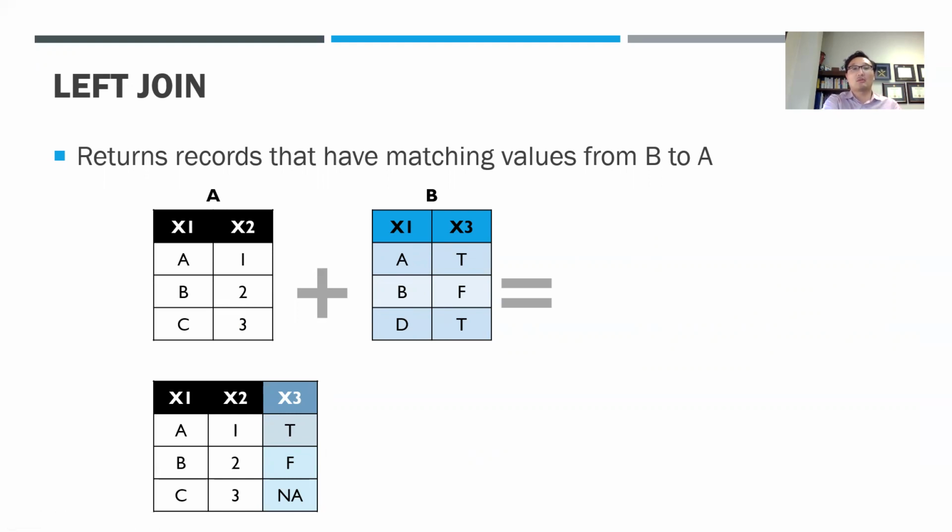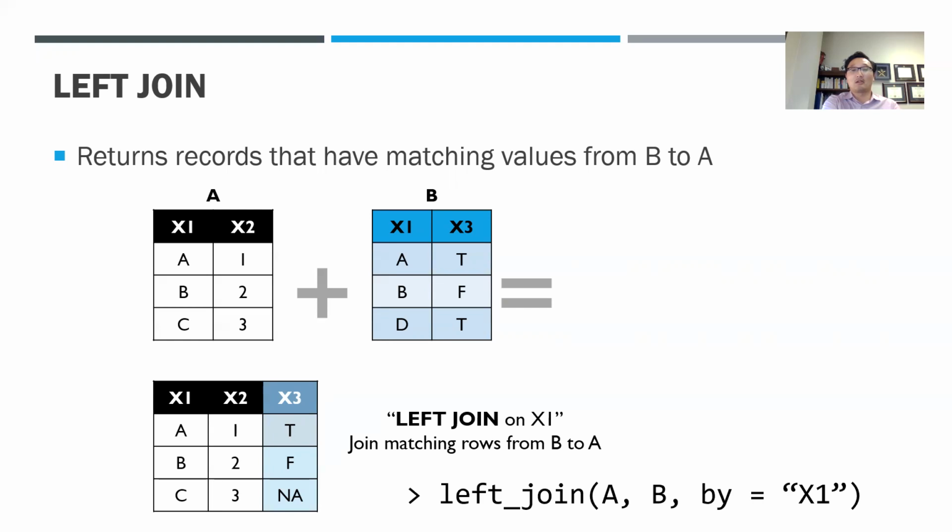This is the result if you do a left join with A and B, A being the left table, on x1, joining matching rows from B to A. So how would you do this in R? The call is just left_join. The left table is the first argument, B is the right table, and then which column you're going to use to join them together. Let's give that a try.